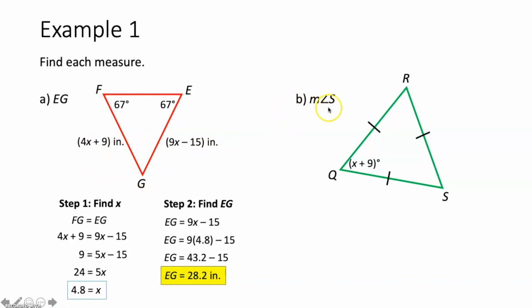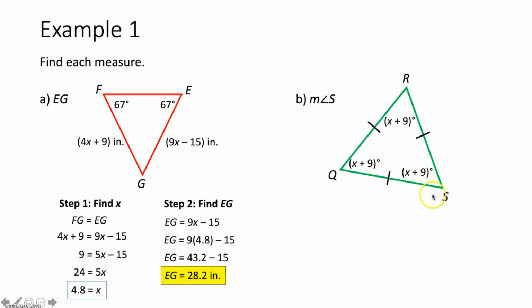Part B says find the measure of angle S. Okay, so where's angle S? That's here. Oh, they don't give you anything. But they do give you that all three sides are congruent. And remember, in order for a triangle to be equilateral, it must be equiangular by the equilateral triangle corollaries. So I could then say, since all three sides are congruent, that all three angles are congruent. So I know that each of these angles must also be equal to x plus 9.